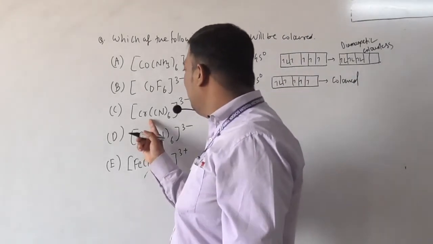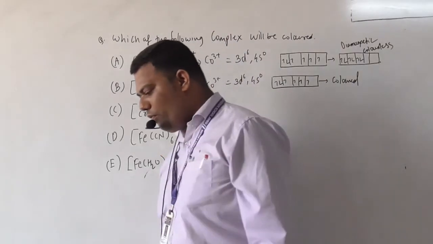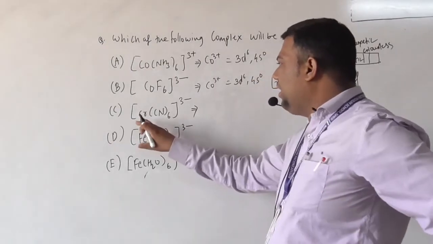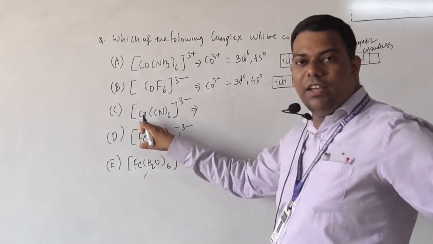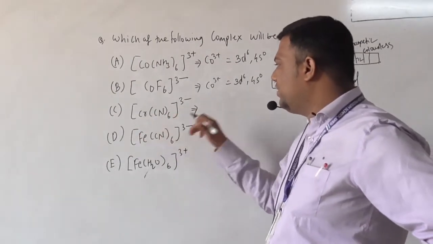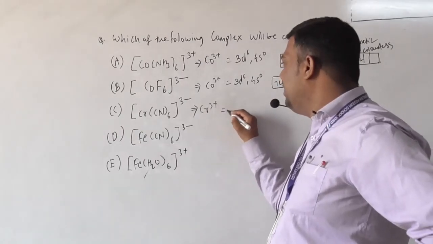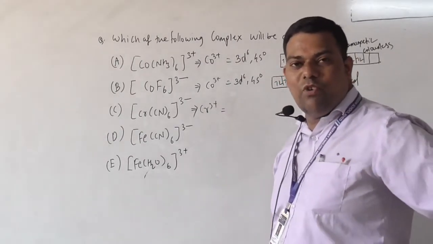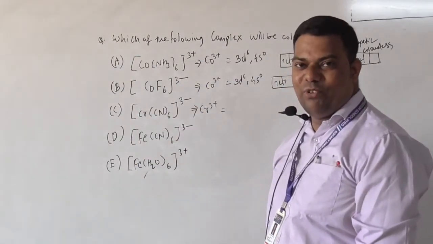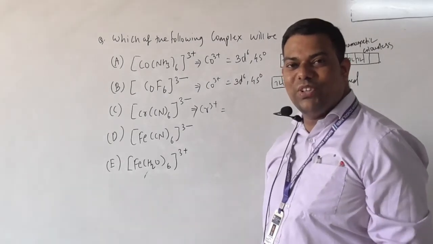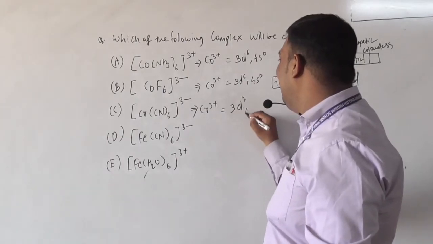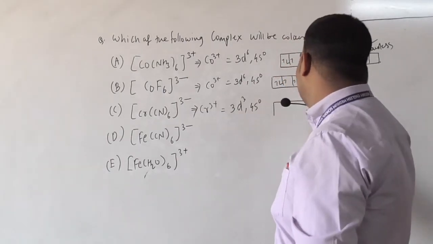Okay. So suppose we have [Cr(CN)6]3-. So we will see what will happen here. As you know, you should immediately be able to find the oxidation number of Cr: yes, 3+. So Cr 3+. Chromium is what? Yes, chromium is 3d5 4s1. So those 3 electrons will go. How much remains? 3d3 4s0. Like this.